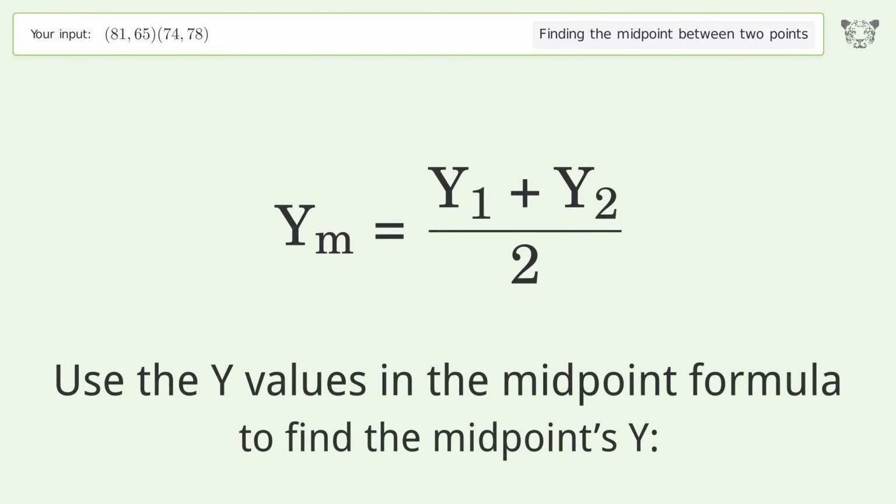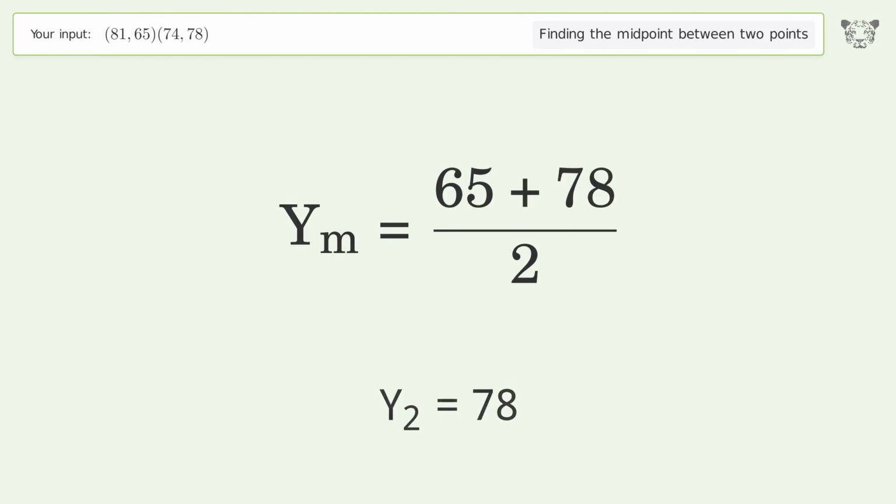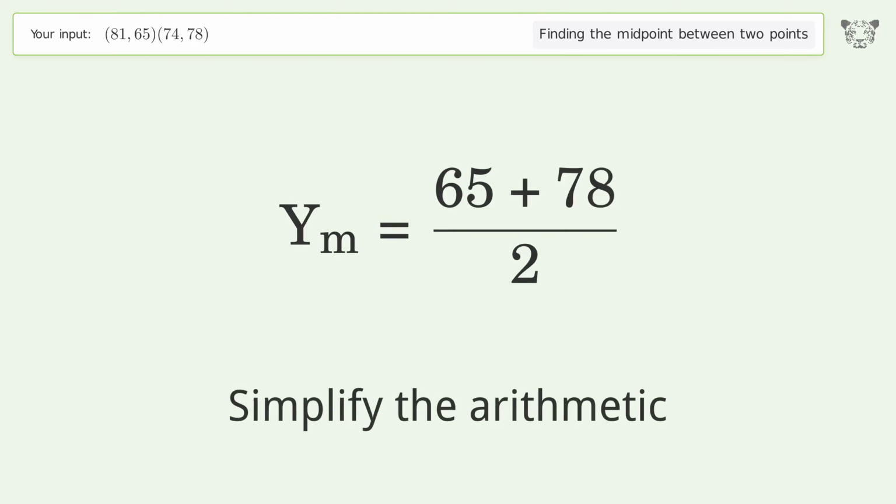Use the y values in the midpoint formula to find the midpoints y. y1 equals 65. y2 equals 78. Simplify the arithmetic.